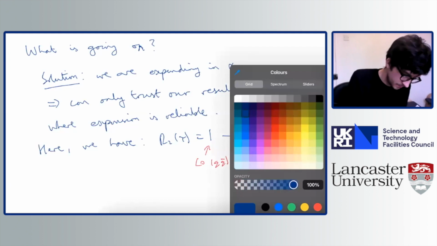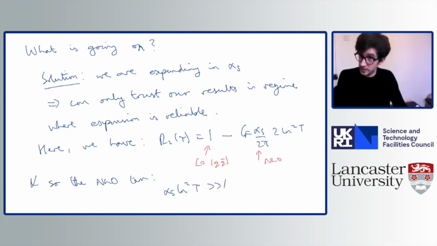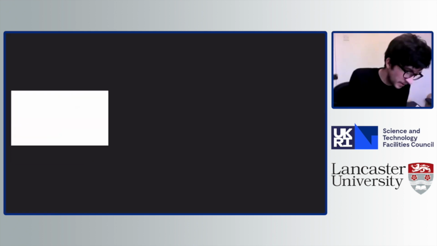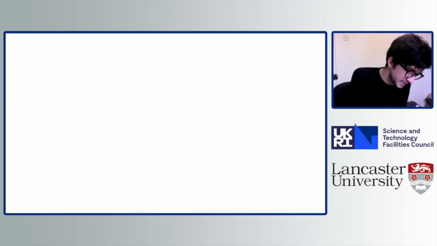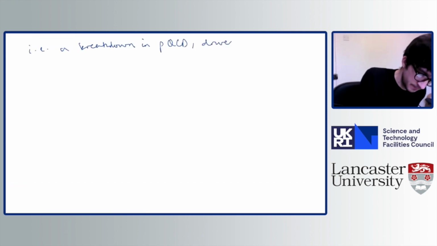And so in the NLO term, we've got alpha_s log squared tau. It's a lot bigger than 1, and therefore it actually becomes bigger than the leading order term, which of course you can't have if you want a reliable perturbative series. You're just in a regime where apparently perturbation theory is breaking down. So we have a breakdown in perturbative QCD, which is driven by soft and collinear emission.